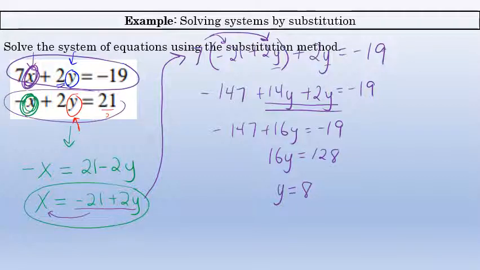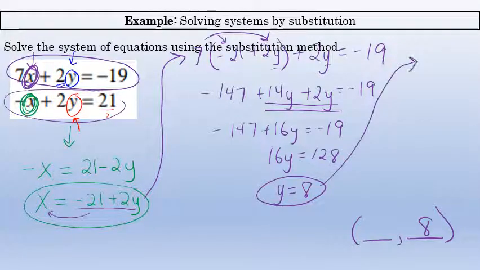You could get a fraction or decimal here. It doesn't mean that you did anything wrong, but in this problem, the solution for the y is an integer. y equals 8. Again, I'll write this as an ordered pair. The y value of the ordered pair is 8. One more step. I'm going to take this value of 8 for y, and I'll substitute it into either one of the original equations. Doesn't matter which one on step 4.